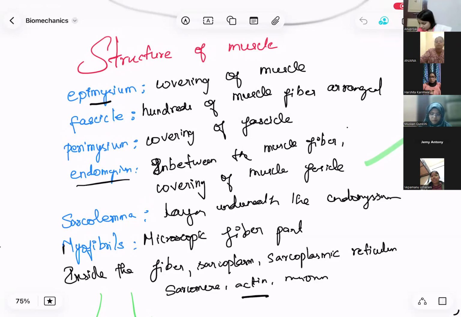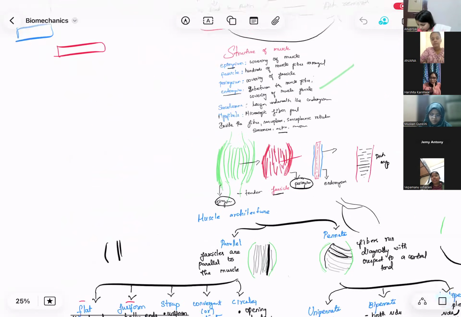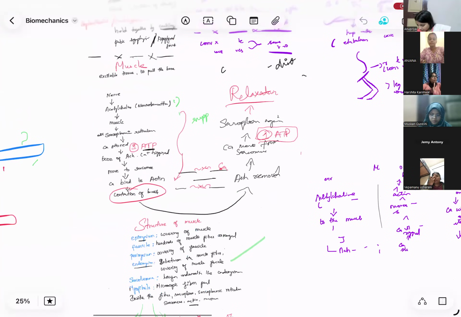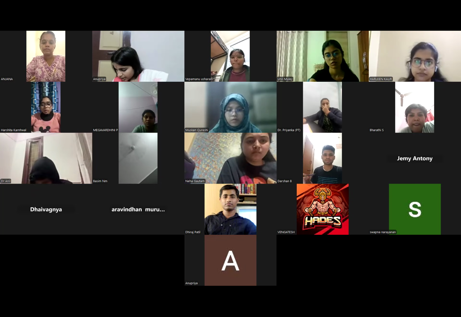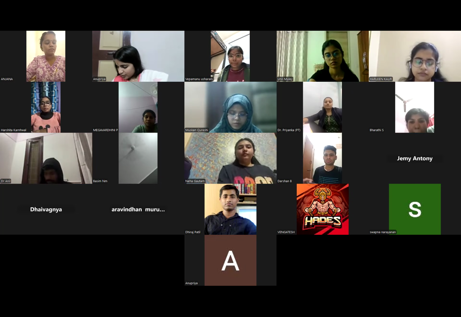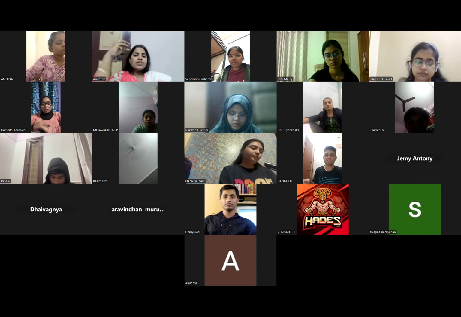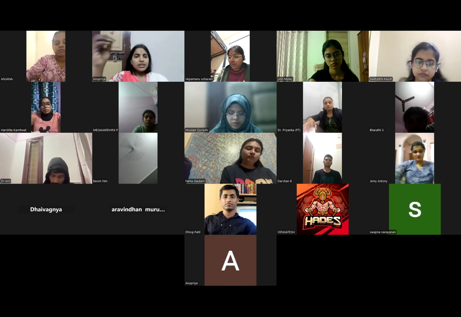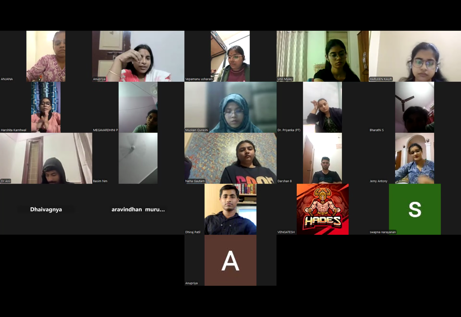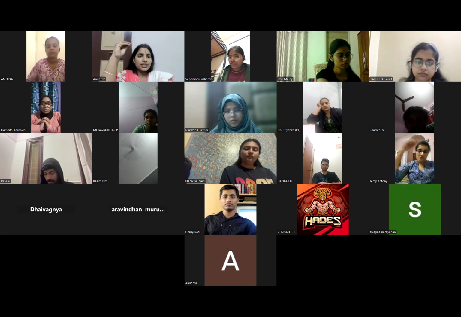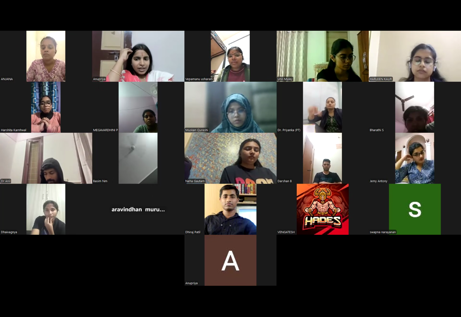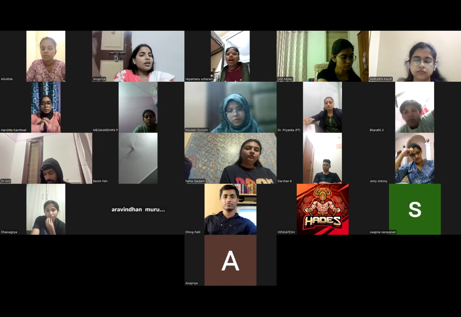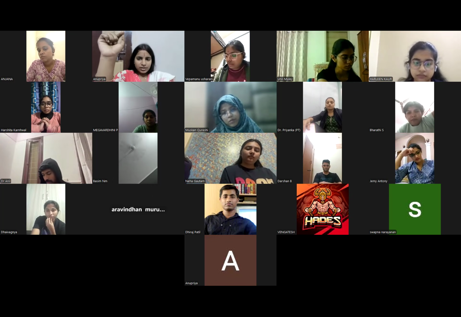So this is called the structure of muscle, guys. So now we are going to discuss the next thing: how a muscle actually works, how a muscle actually gets activated. Whenever a muscle needs to be activated, the signal should come from a neurotransmitter. From the brain only, the signal should come. That neurotransmitter is nothing but acetylcholine.